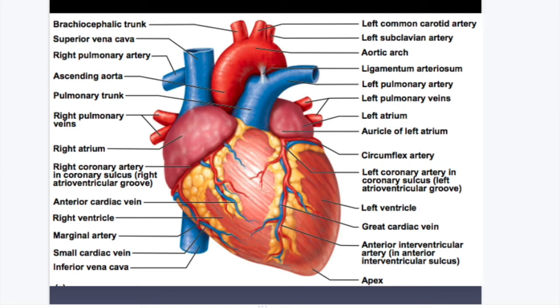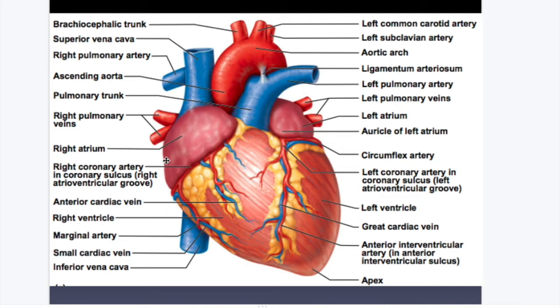So if we take a look, you can see there are so many blood vessels just associated with the heart itself. There are some that you're going to need to know, and we'll go over those. Some of these you won't need to know. The ones that you will need to know, we will spend time and go over.